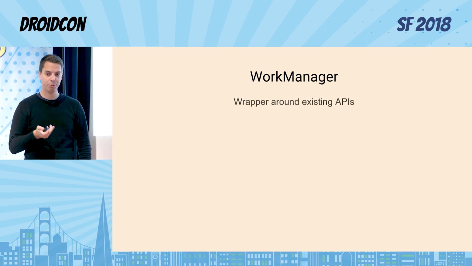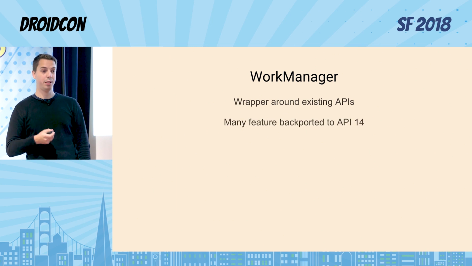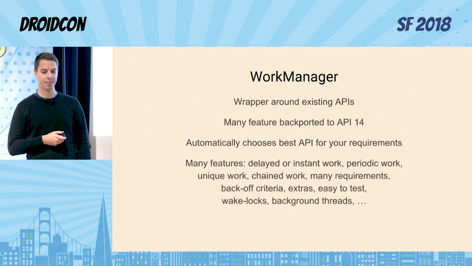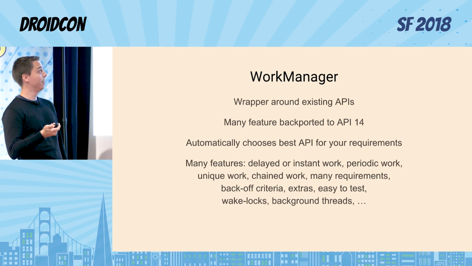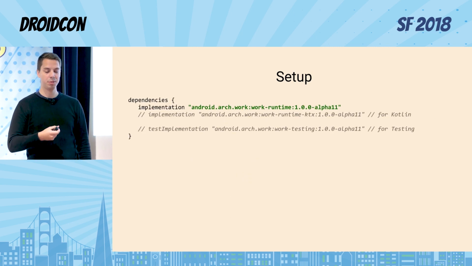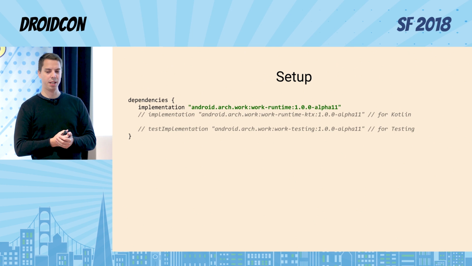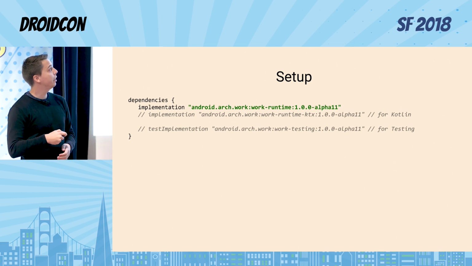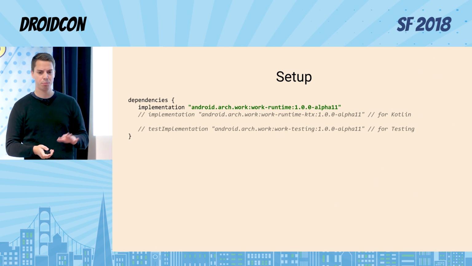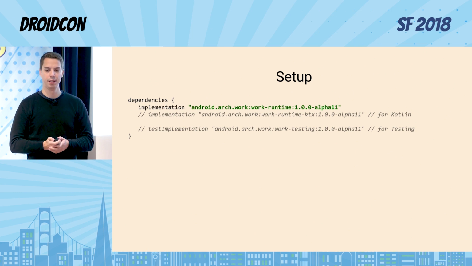WorkManager, as mentioned before, is a wrapper around the existing APIs. Many features were backported to API 14. It automatically chooses the best API for your requirements, and on top of this, it has many more features. This somehow sounds familiar to Android Job. They really tried to tackle the same problem. The setup is also really similar. You just add a dependency. If you are using Kotlin, I highly recommend using the KTX library. And if you want to write tests, they have an additional testing library. Probably you want to add all three of them.